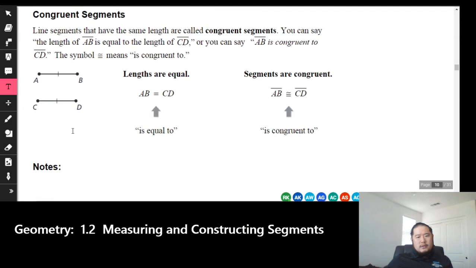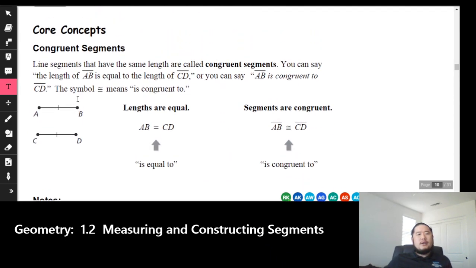All right. So over here, what you'll notice is we have segment AB and segment CD. Now I know that these two are congruent because on the actual image itself, you can see right here, and I'll highlight it in red, there's that symbol. That little tick mark tells us that those two segments are congruent. Now, if segments are congruent, that means they are equal in length.